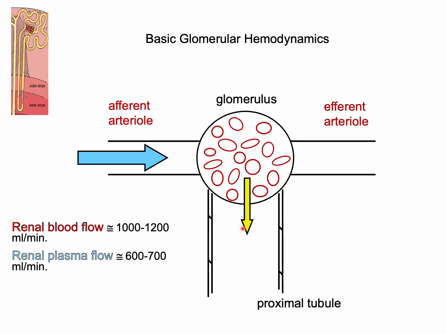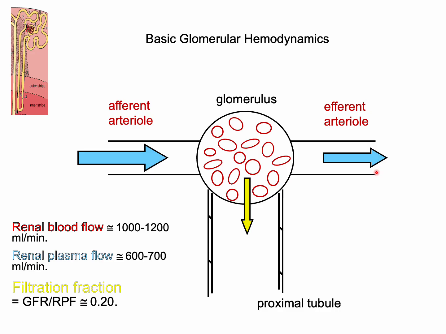The reason this filtration happens for plasma only is that blood has the rest of the stuff in it that's too big to pass through the holes of the capillaries, stuff like blood cells and large protein molecules. This portion is known as the filtration fraction and is normally about 0.20. In other words, about 20% of renal plasma flow of 600 mL per minute becomes glomerular filtrate, while the other 80% passes right on through the glomerulus and exits out the efferent arteriole.